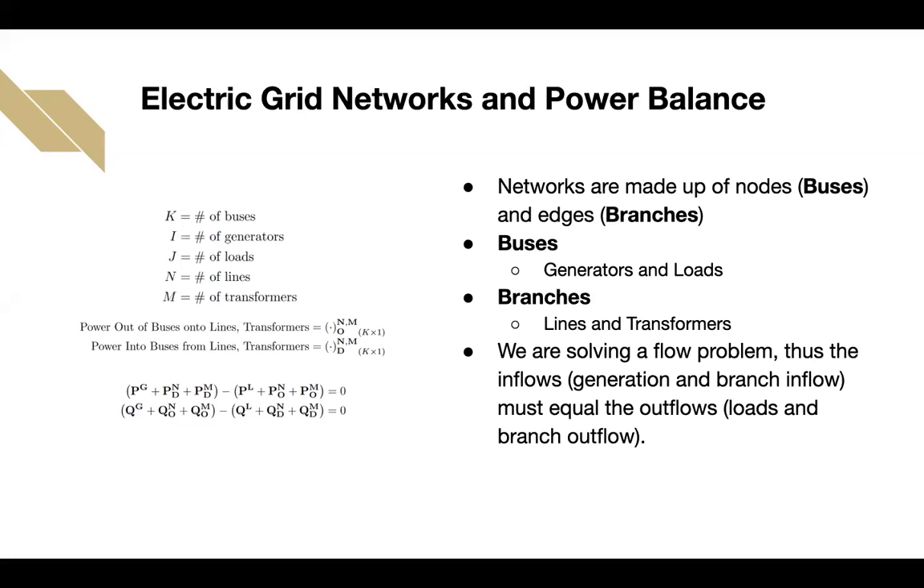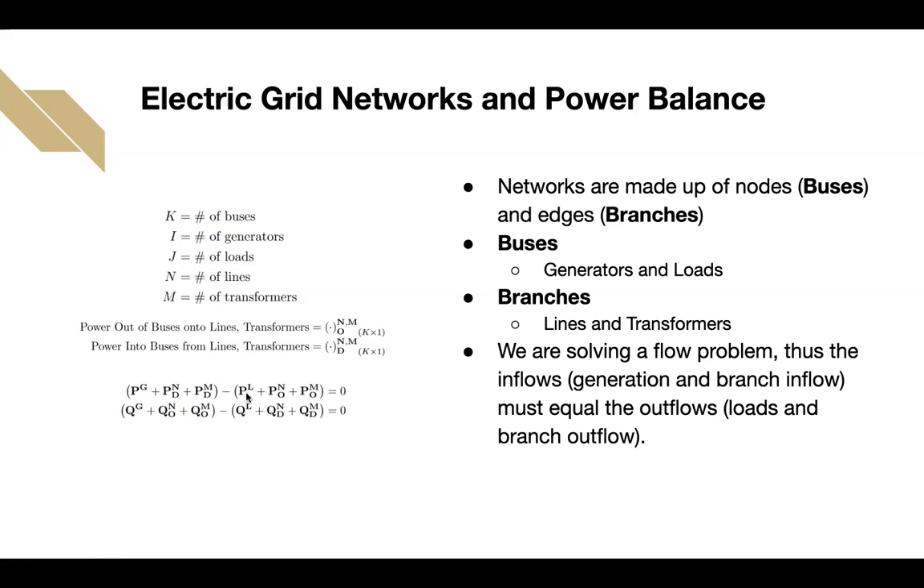The reactive power flow essentially comes out of the imaginary numbers that you get when you have an oscillating AC current. We have these for each of those equations. On the left, we have the inflows. Essentially, we have the generation marked with the superscript G. We have the power coming in from the lines marked with the superscript N, and then the power coming in from the transformers marked with the superscript M.